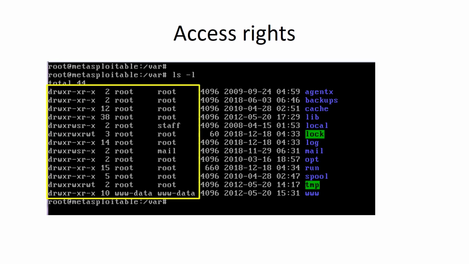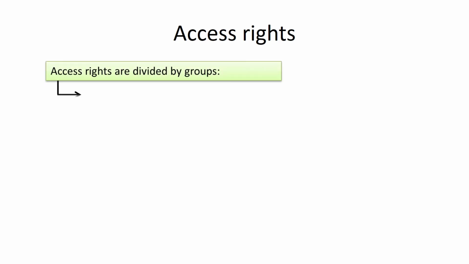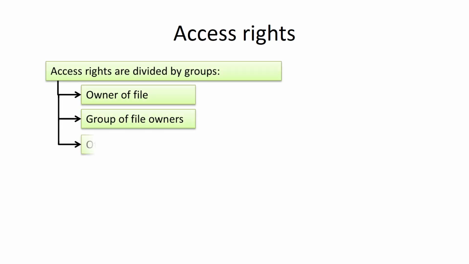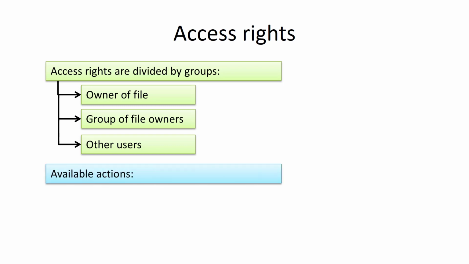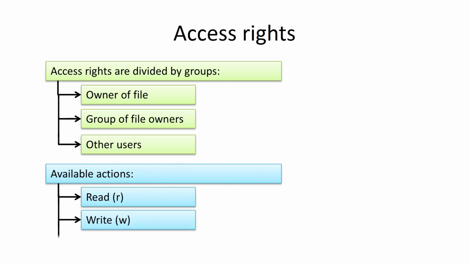But first, we need to know something about user rights. If you list the files in directory, you will see something like this. Let's get to know more about this. Access rights are divided by 3 groups: file owner, group of users who also own the file, and other users. What can these users do with the file? There are only 3 actions. We can read file content, modify it, and execute if it is script or binary file.